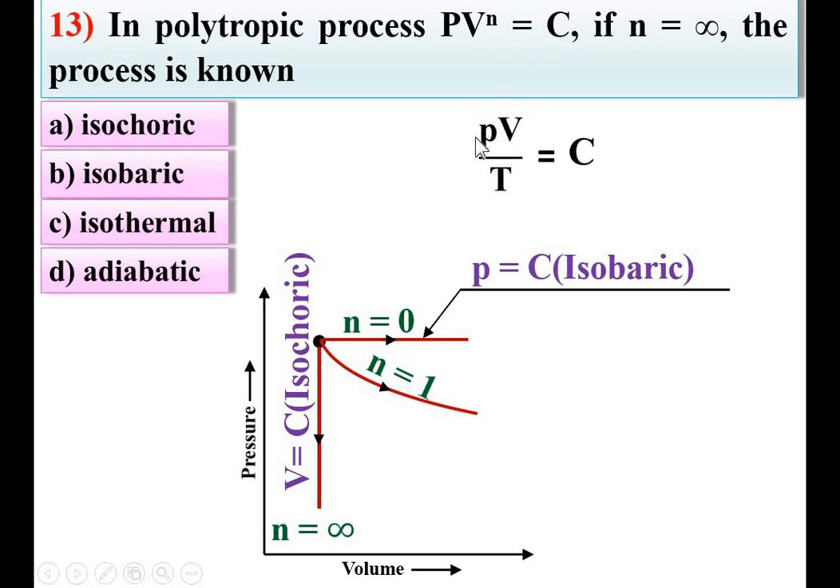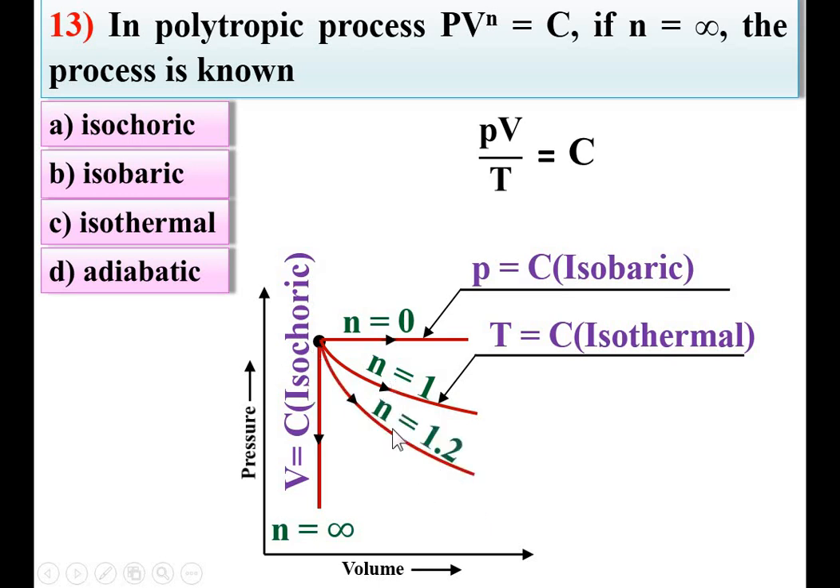And in the general characteristic gas equation, you know that PV by T is equal to constant. So if this equation has PV equal to constant, then temperature must be constant, and so you can understand that n is equal to 1 means temperature is constant, and so it is an isothermal process. Now consider another process, that is n is equal to 1.2. Keep in mind that n is going to increase gradually, and that process is known as the polytropic process, PV raised to n is equal to constant.